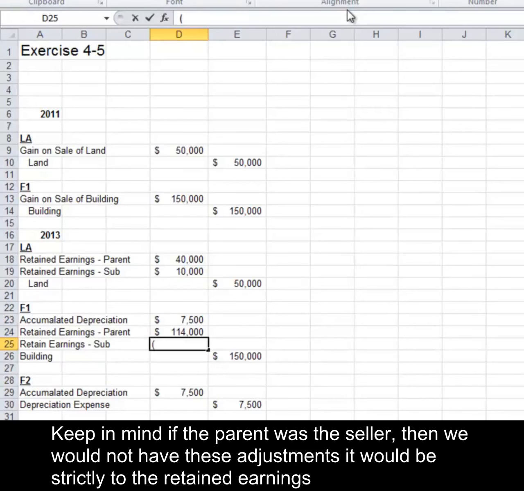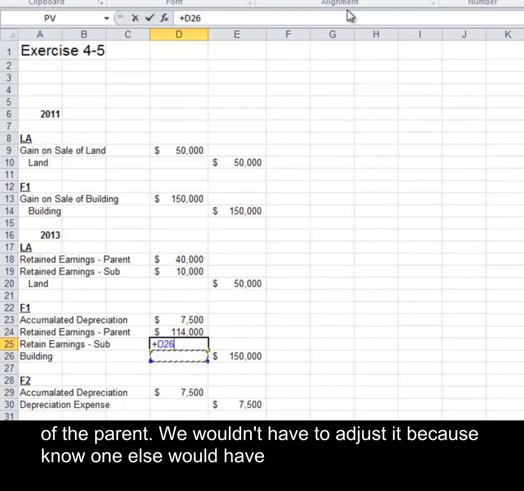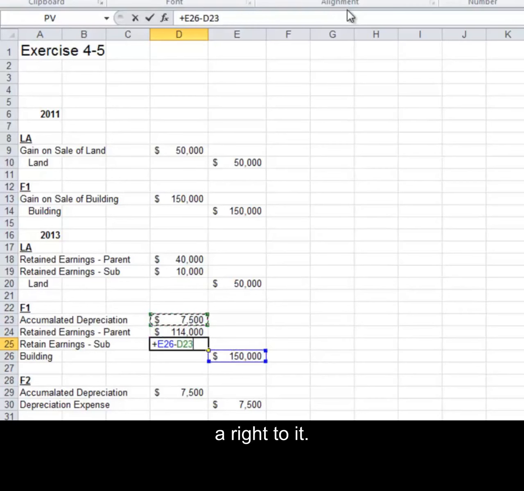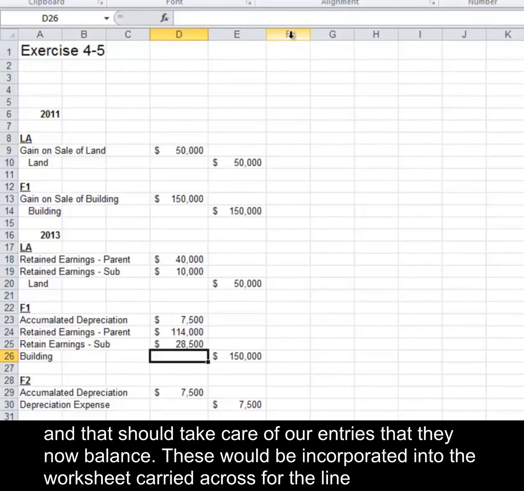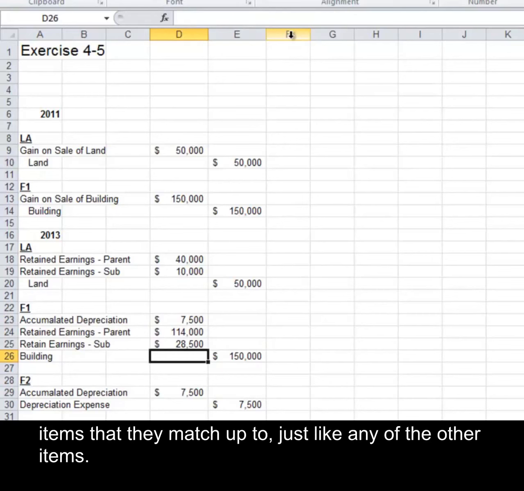Keep in mind, if the parent was the seller, then we would not have these adjustments. It would be strictly to the retained earnings of the parent. We wouldn't have to adjust it because no one else would have a right to it. Let me finish up the entry here, making the adjustment for the sub's 20%, and that should take care of our entries so that they now balance. These would be incorporated into the worksheet, carried across for the line items that they match up to, just like any of the other items.